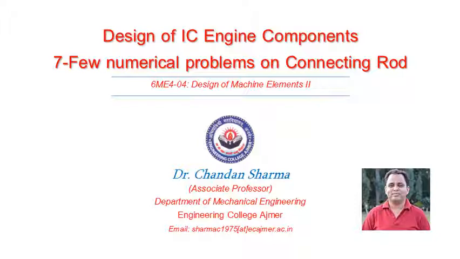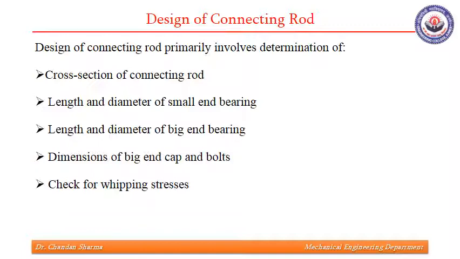Today we intend to solve a few numerical problems on the design of connecting rod that we have discussed in previous presentations. As we all know, the design of a connecting rod primarily involves determination of the cross section of the connecting rod, length and diameter of the small end bearing, length and diameter of the big end or crank pin, dimensions of the big end cap and bolts, and finally we need to check for the whipping stresses.